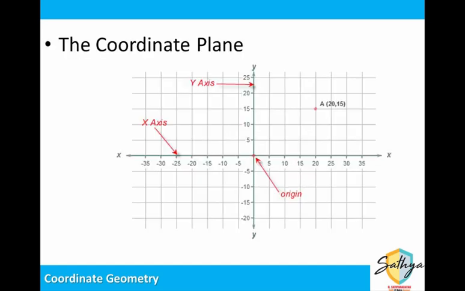So what exactly is coordinate geometry all about? The word coordinates is often used to indicate the location of a place. For example, when we talk about the latitude and longitude to mark a specific place on a map, those are the coordinates of the point.